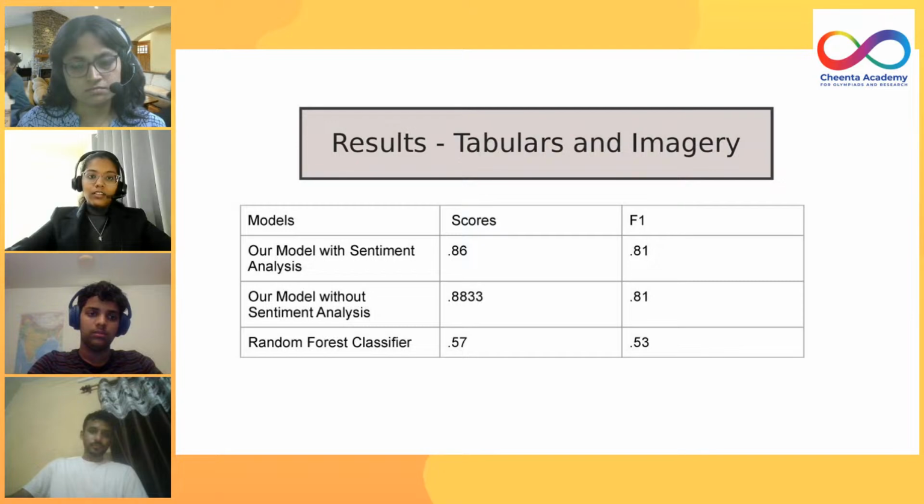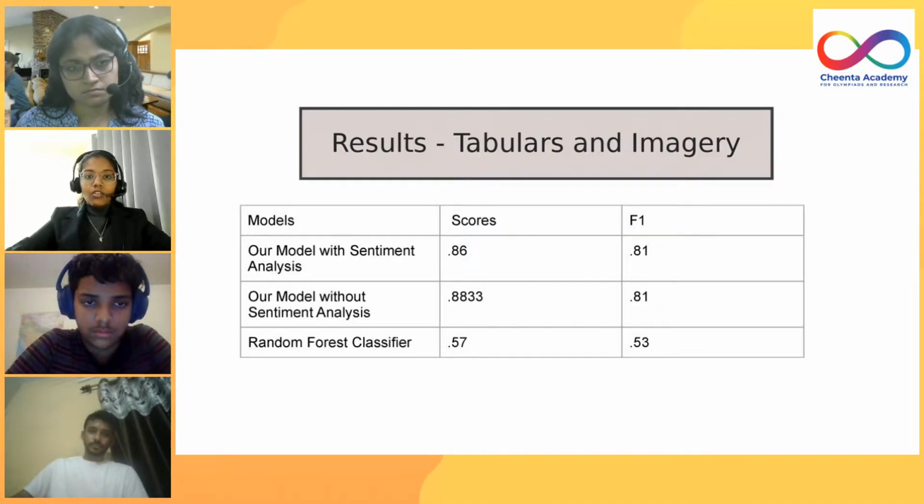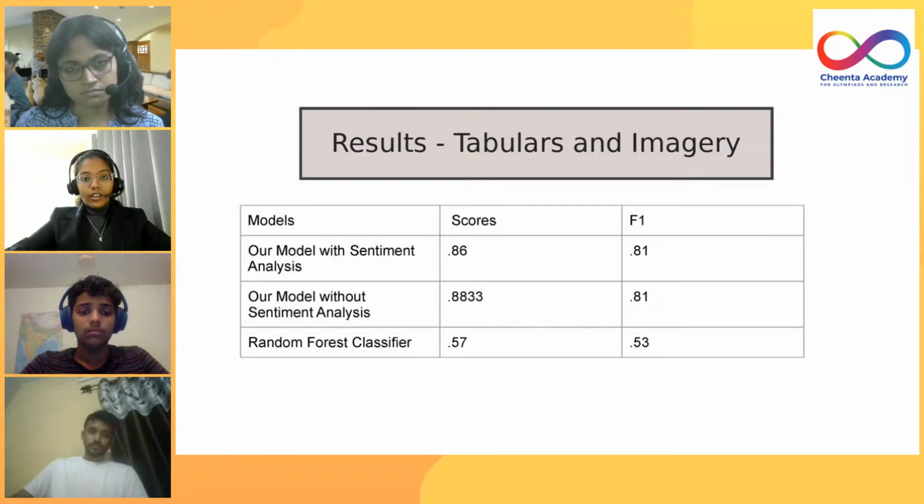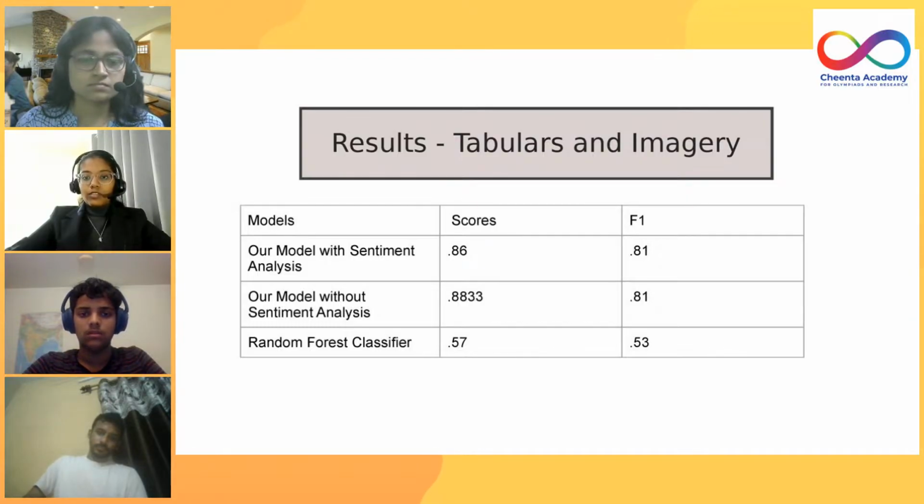Right, so these are our results. This is the table with the models along with accuracy scores and F1 scores. Our model with the sentiment analysis gave us an accuracy score of about 0.86 or 86% and an F1 score of about 0.81. Our model without the sentiment analysis, however, gave us an accuracy score of about 88.33%, which is quite interesting, and an F1 score of again 0.81. The random forest classifier recreation with the RoBERTa pipeline gave us an accuracy of about 0.57 or 57% and an F1 score of about 0.53.